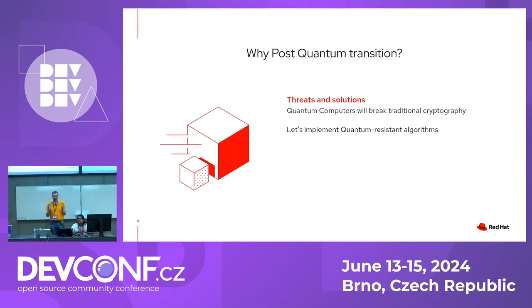So let's begin with the question why we have to make post-quantum transition. There is a wide consensus that quantum computers, if they ever appear, will break traditional cryptography. We are speaking about asymmetric cryptography, which is used for digital signature and key establishment. Nobody knows when quantum computers will be built and if they will ever be built, but there is a series of worldwide efforts to implement quantum resistant algorithms, or post-quantum algorithms.